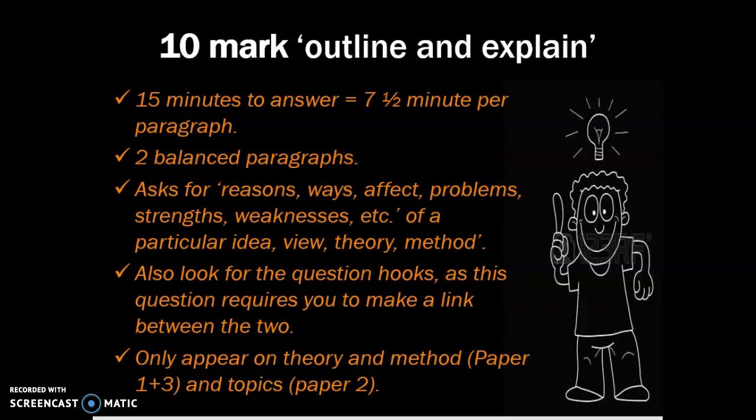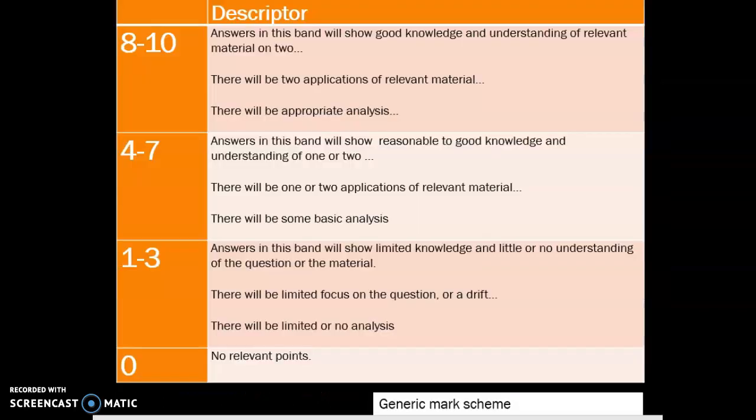And it'll always ask you for something like reasons or ways, effects or problems, strengths or weaknesses of a particular idea, a view, a theory, a method. And also make sure you look for the question hooks, as this question will require you to make a link between the two. These appear on theory and method, paper 1 and paper 3, and as part of your topics on paper 2. So here's a basic generic mark scheme so you can see exactly what you need to do.